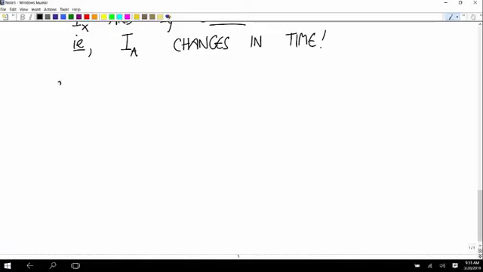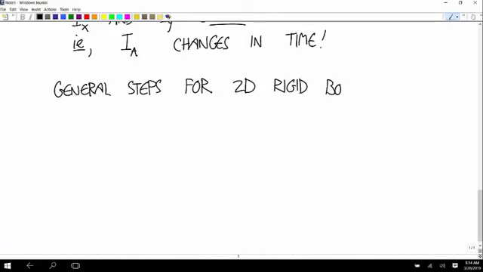Okay, so here's a general set of steps for 2D rigid body kinetics.